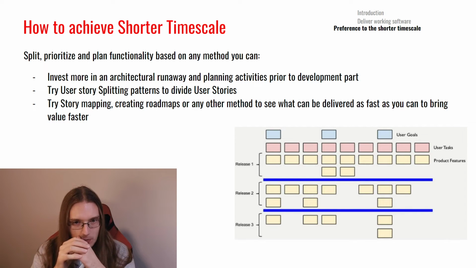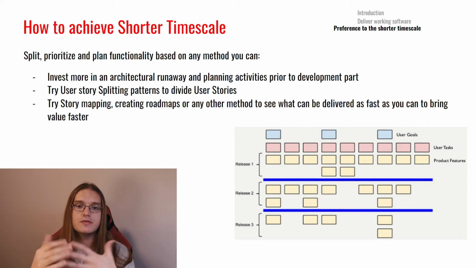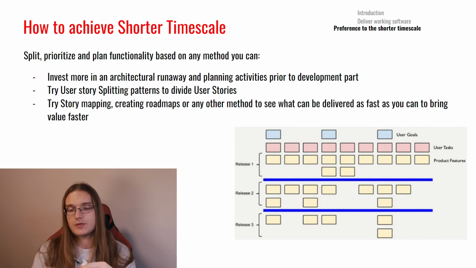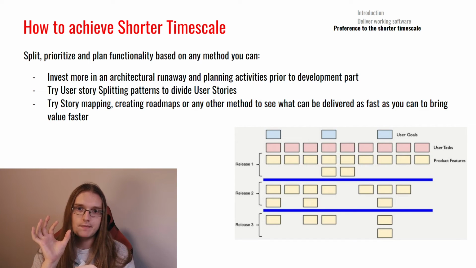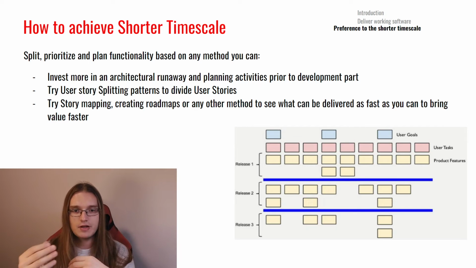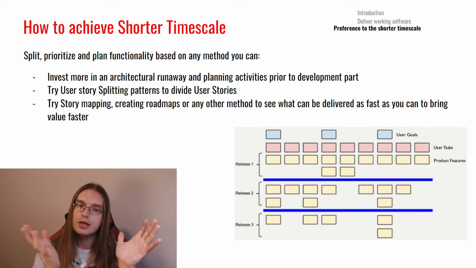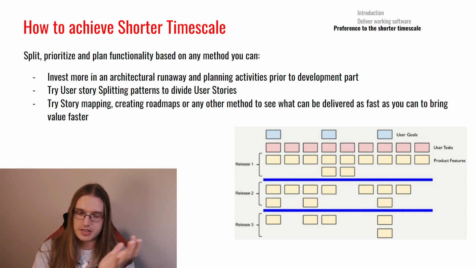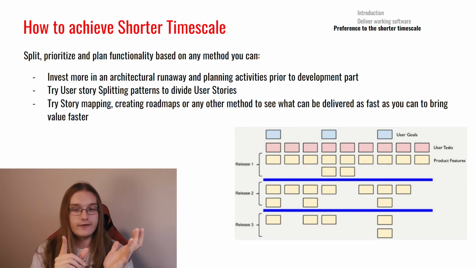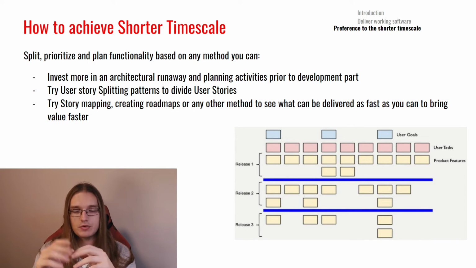You need to invest more into the architectural runway planning activities prior to the development part, because to achieve really short time scale of delivery and development, you need to have really very small pieces. Sometimes it's hard to say that they are valuable. That's why we need to go back to the first part of the principle and understand, are we okay if our working software is not very valuable but still has some usability and etc.